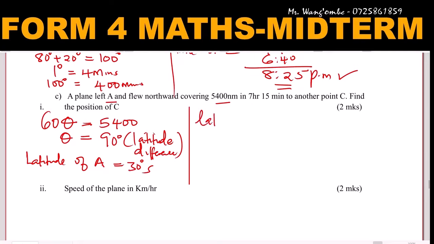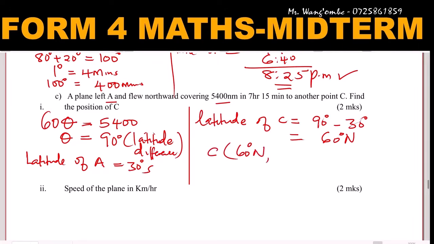So to get the latitude of C, we take the latitude difference, which is 90, and then we subtract 30 degrees, the latitude of A. This will give 60 degrees, and it is moving northwards, so it will be to the north. So now the position of C is supposed to be written in terms of the latitude 60 degrees north, and on the same longitude 20 degrees west. So that is how you're supposed to work out that part.